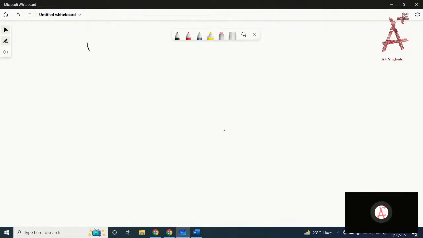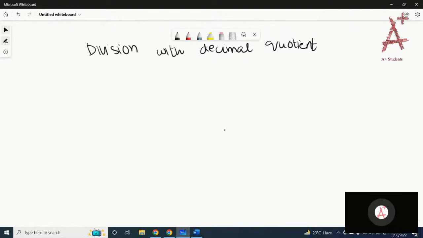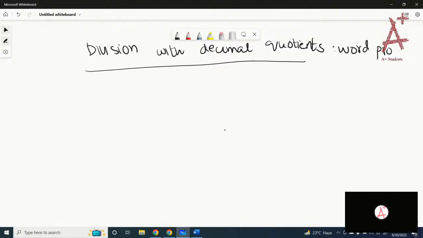So the next lesson is division with decimal quotients. Okay, let's start with division with decimal quotients word problems. So we have the word problems first. Okay, let's start with the word problems.